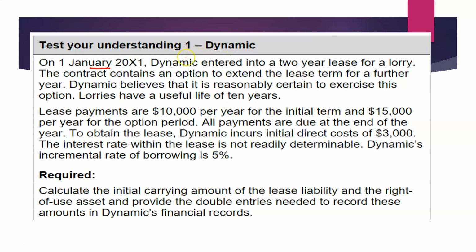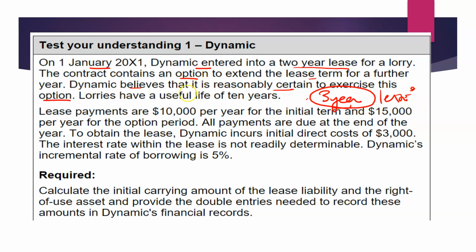So for example, you see it says here, Dynamic entered into a 2-year lease, but the contract contains an option to extend the lease for a further year. And it says here, they believe that it is reasonably certain to exercise this option. So it is likely that you will have a 3-year lease. And so that is how we should recognize this lease.